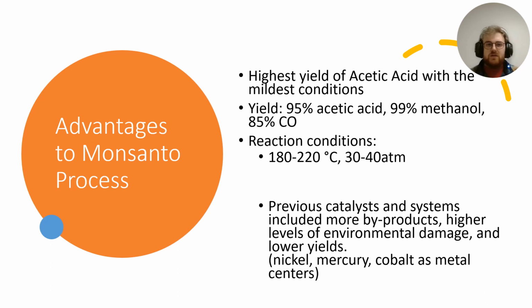And to get this yield, a temperature of only 180 to 220 degrees Celsius is required, and only a pressure of 30 to 40 atmospheres. Previous catalyst cycles before the Monsanto process came around included nickel, mercury, and cobalt for the metal centers, but these resulted in higher environmental damages, lower yields, and more byproducts. In terms of the environmental impact of rhodium, it can almost be considered zero because it is so rare and hard to find that you would never actually get a lot of rhodium in one spot at a given time, even in an industry setting. And this shows how effective rhodium can be at such low quantities.